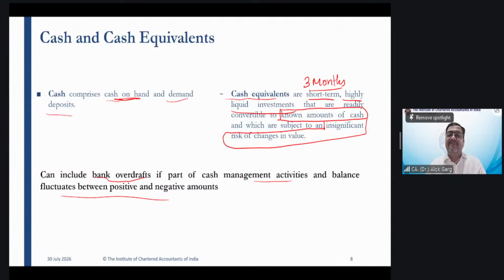So yes, this is not a carve out. Sorry, there is no change between IFRS and Ind AS. This is a difference between accounting standard and Ind AS.